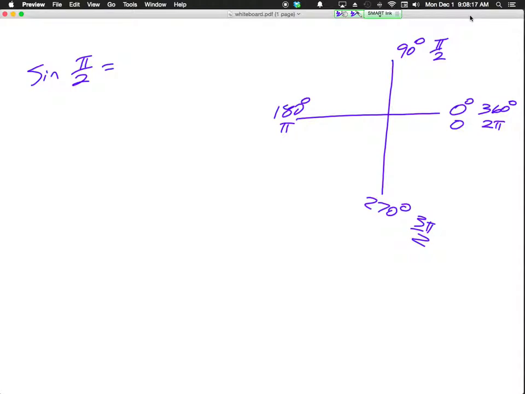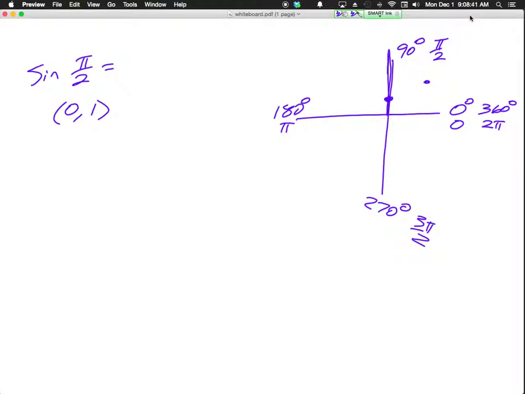2, 3 does not give me pi over 2. 2, 3 will put me somewhere over there. I need something that is on pi over 2. 0, 1. 0, 1 is a great one. So 0, 1 puts me on the terminal side of pi over 2.